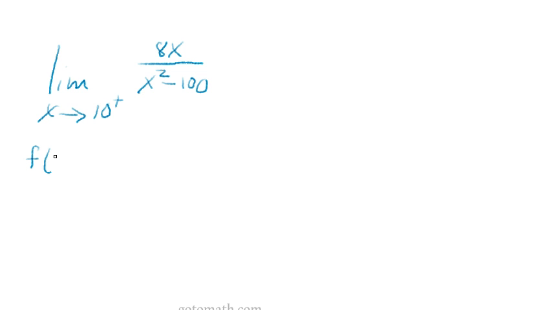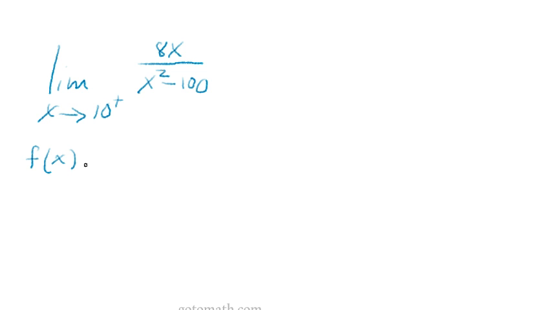So let's move over here. I always forget to erase the board in the previous problem. Alright, let's get this thing written out here. We've got the limit as x approaches 10 from the right hand side of 8x over x squared minus 100.